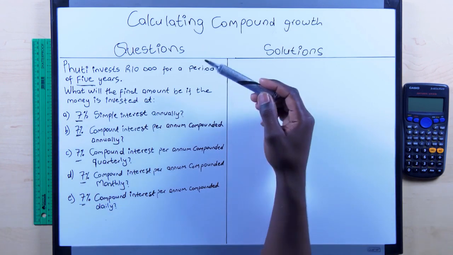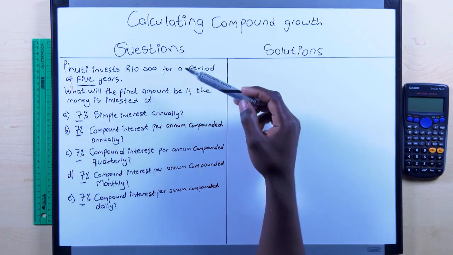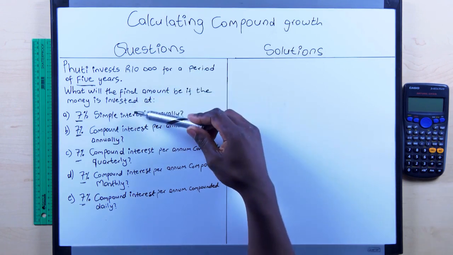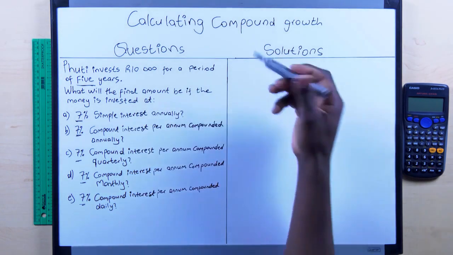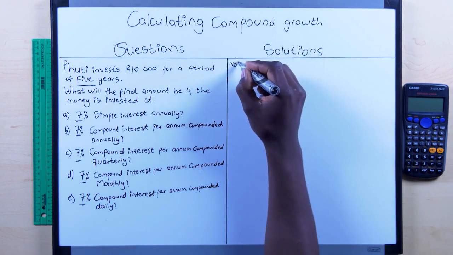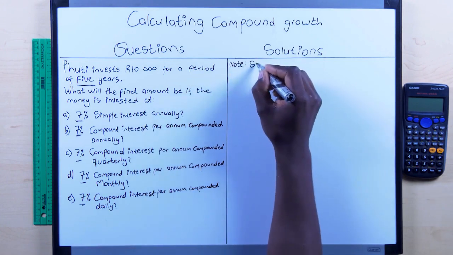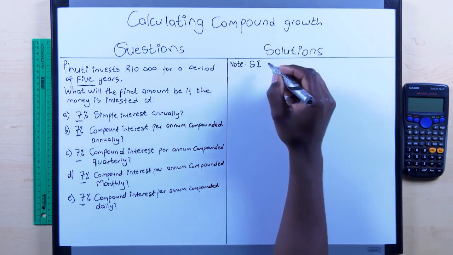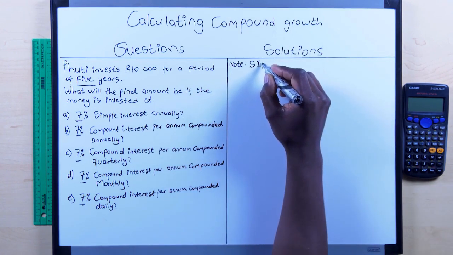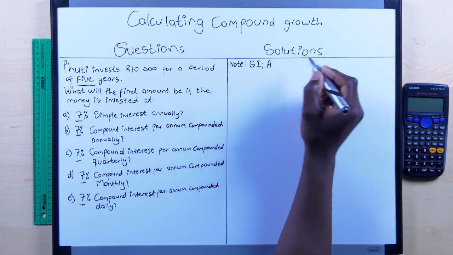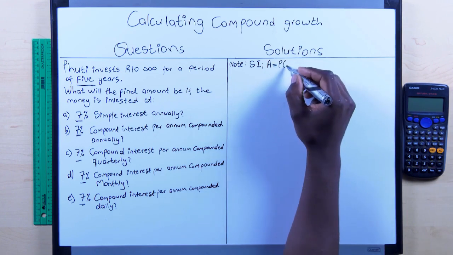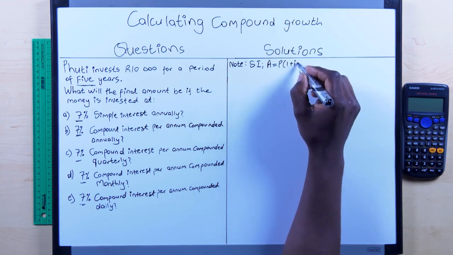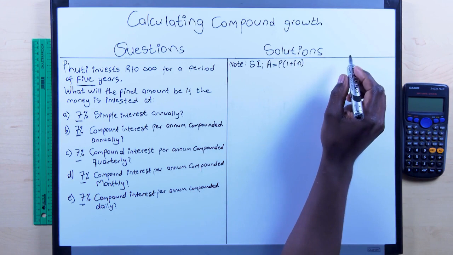We will see that this is a traditional compound interest, simple interest question. Therefore, we must be familiar with the simple interest formula as well as the compound interest formula. So it is very important that we note simple interest, which we note as SI, gives you a formula of A, which is the final amount, equals the principal amount, open bracket, 1 plus interest times the term of the investment, which is N.